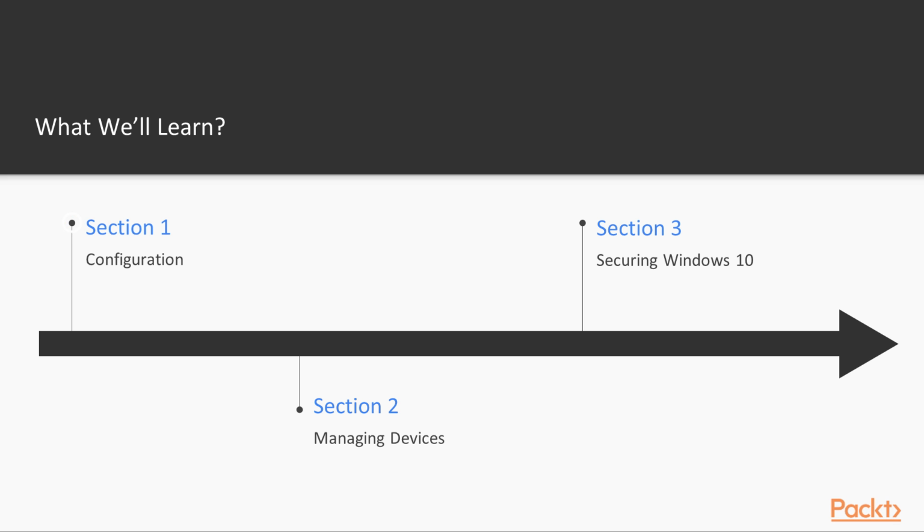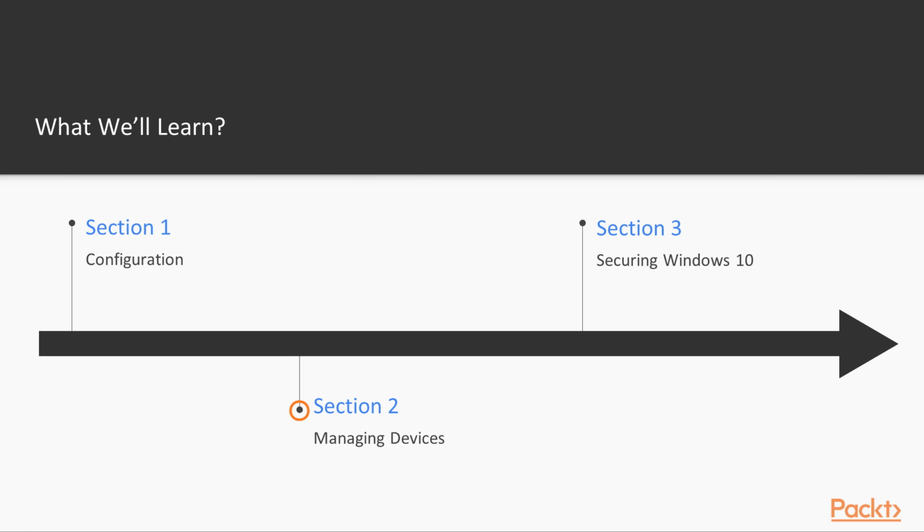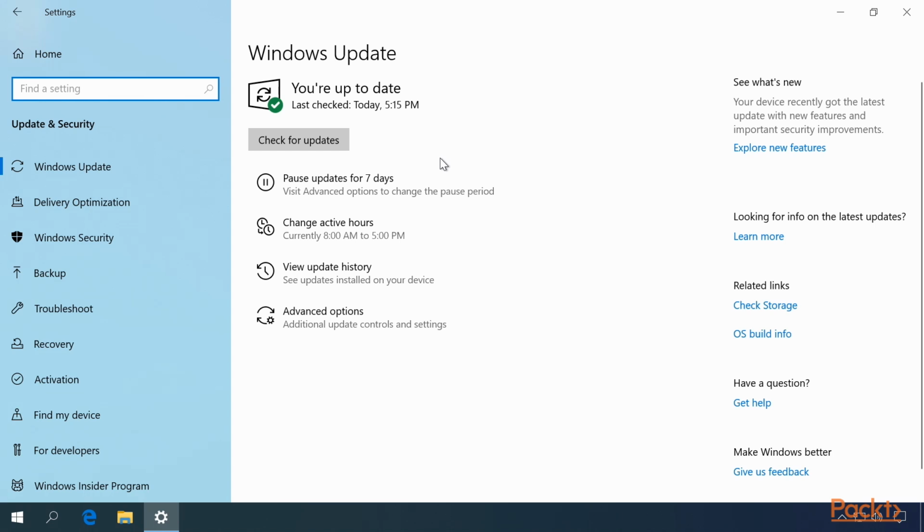The course is broken up into six sections. Section 1, Configuration, will cover settings, notifications, configuring the lock screen, and configuring networking. Section 2, Managing Devices, we will cover installing and managing drivers, controlling automatic updates, and managing printers.